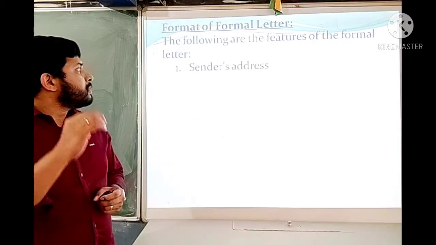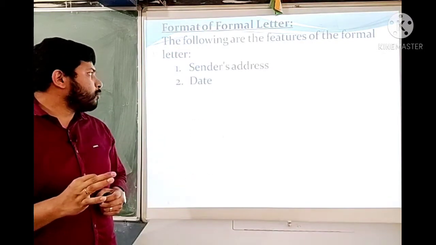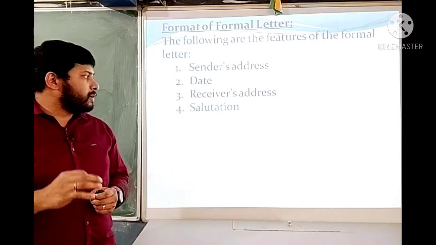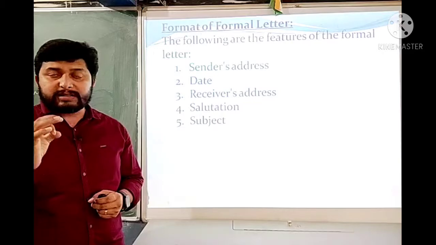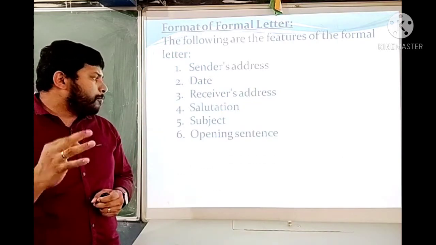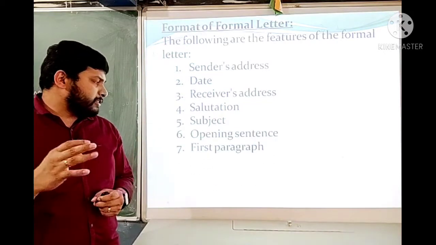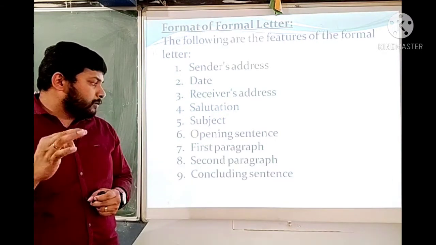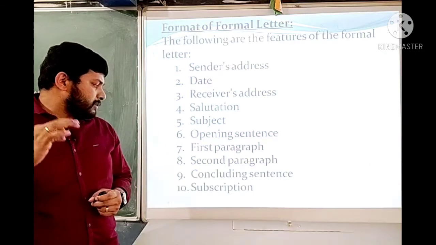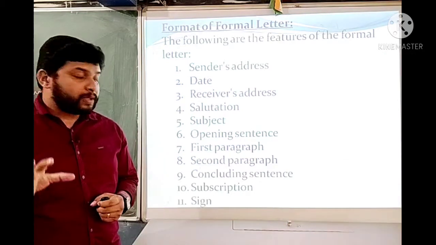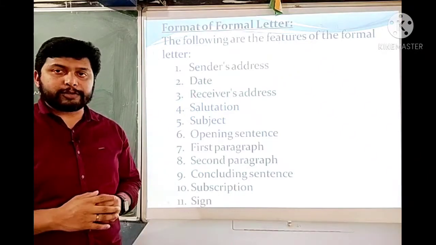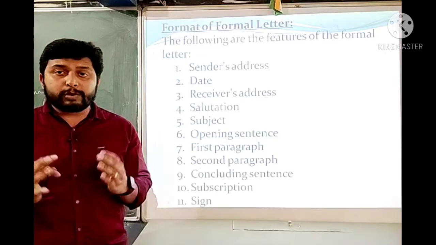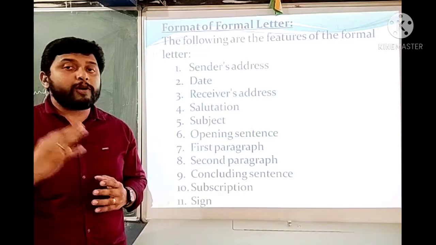First one, sender's address. Second one, date. Third one, receiver's address. Fourth one, salutation. Fifth one, subject. Sixth one, opening sentence. Seventh one, first paragraph. Eighth one, second paragraph. Ninth one, concluding sentence. Tenth one is subscription, and finally sign or signature. So these are the 11 different points we need to remember while we draft a formal letter.